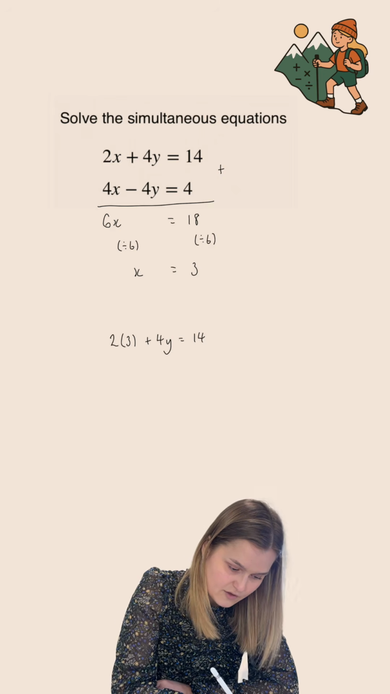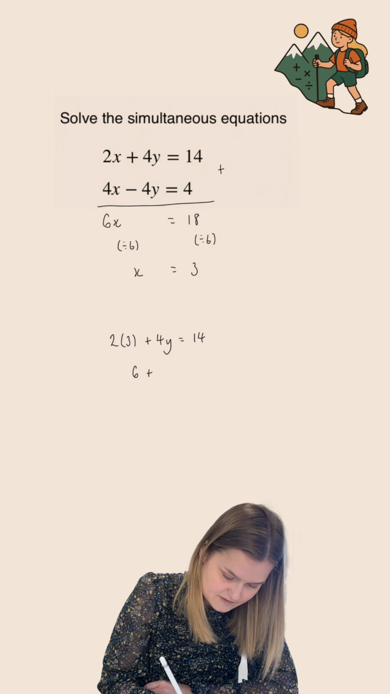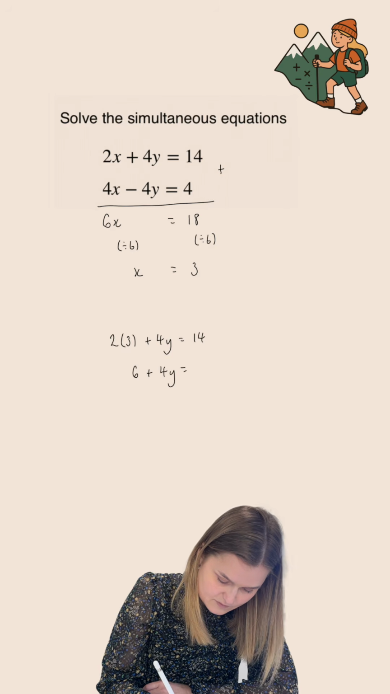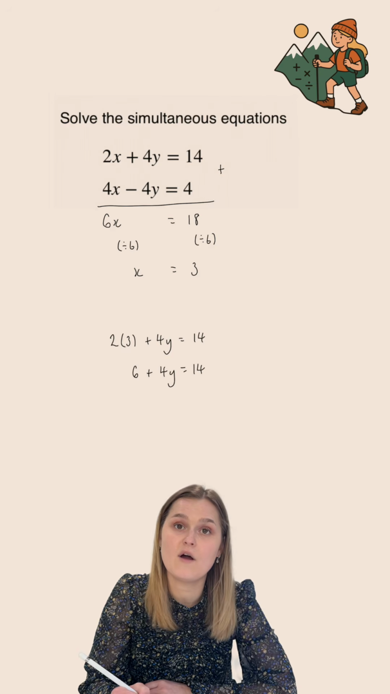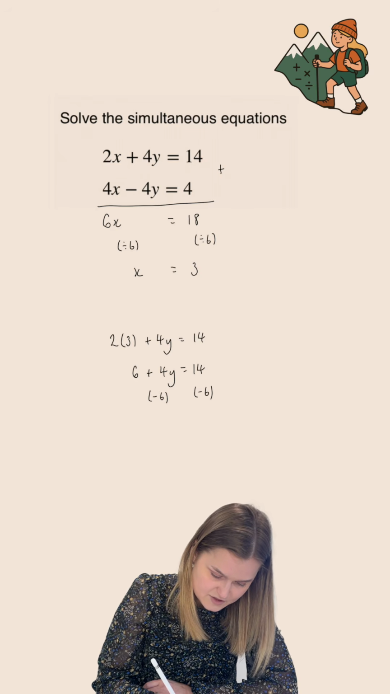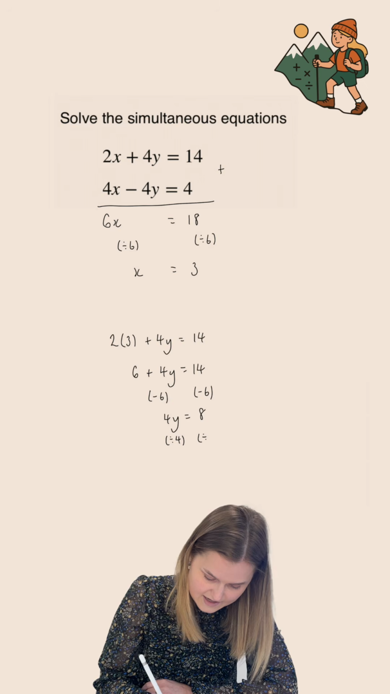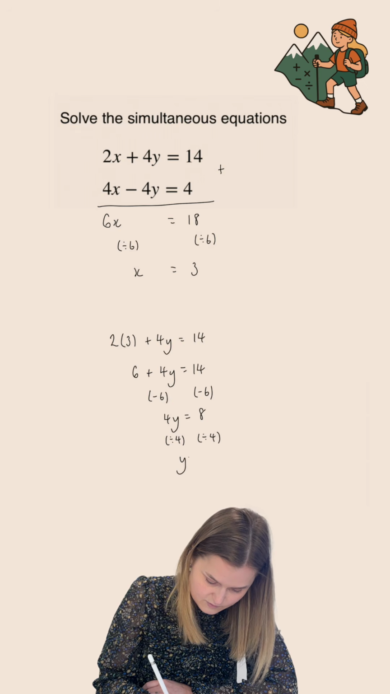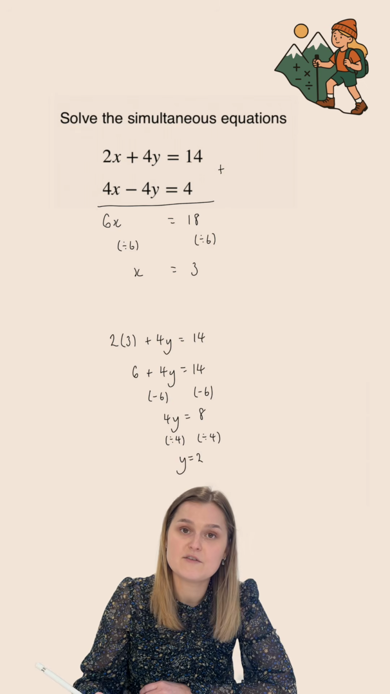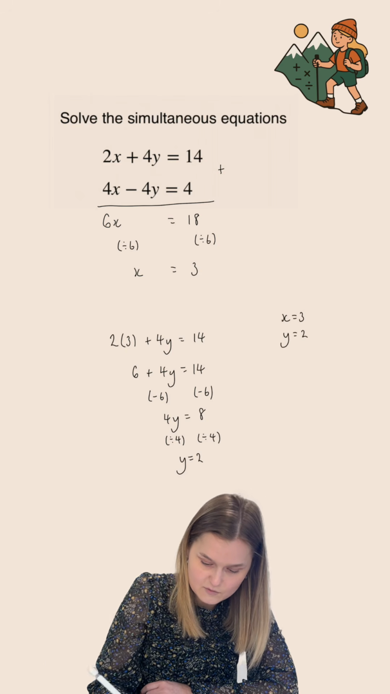I know that 2 lots of 3 is equal to 6, so I'm going to change this to be 6 + 4y = 14. Then to get y on its own, I'm first of all going to subtract 6 from both sides, which gives me 4y = 8. And then finally, I'm going to divide both sides by 4, and this gives me y = 2. So my solution to these simultaneous equations is that x has to equal 3 and y has to equal 2.